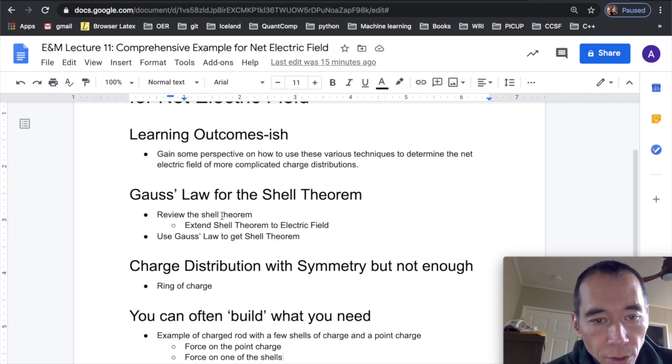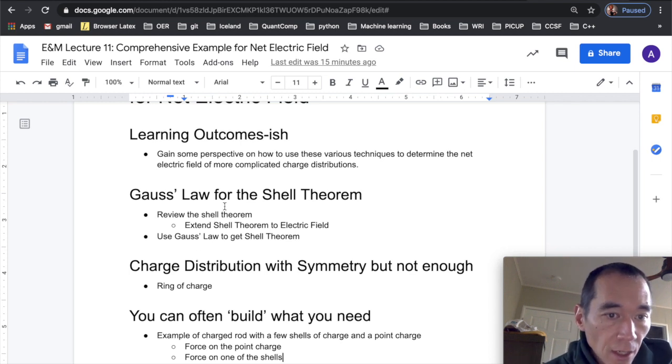I'm going to remind you of what the Shell Theorem is, and then extend it to thinking about the electric field, because the Shell Theorem, as far as we've talked about it, is about force. And Gauss's law, of course, is about electric field and not necessarily about electric force directly.